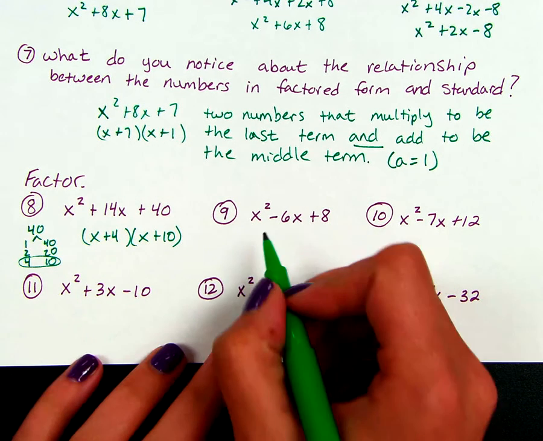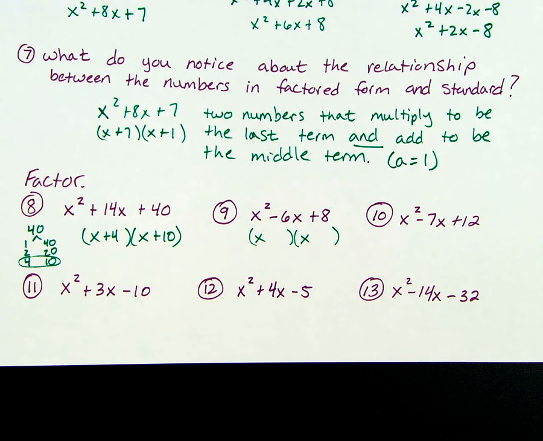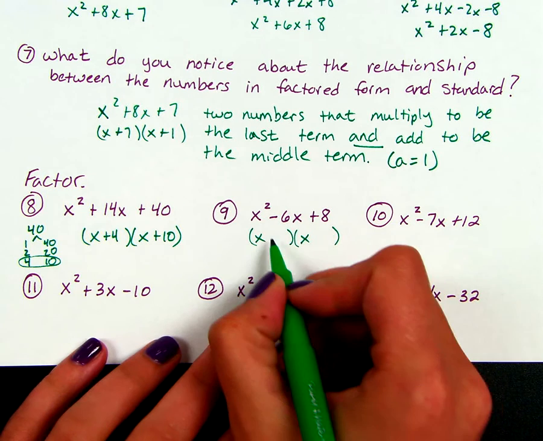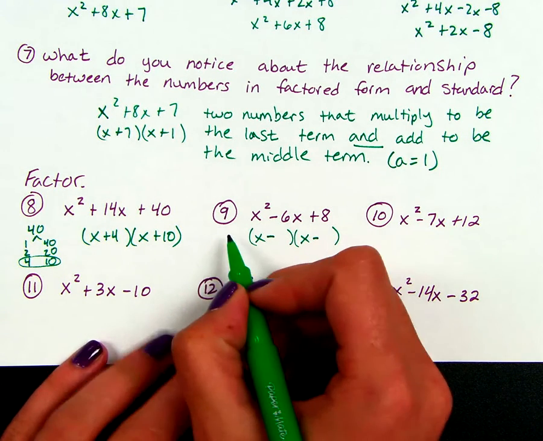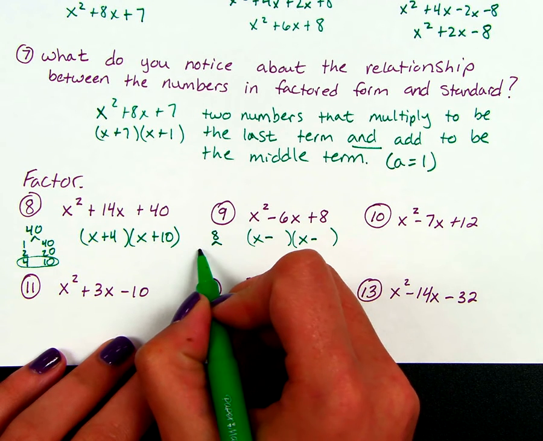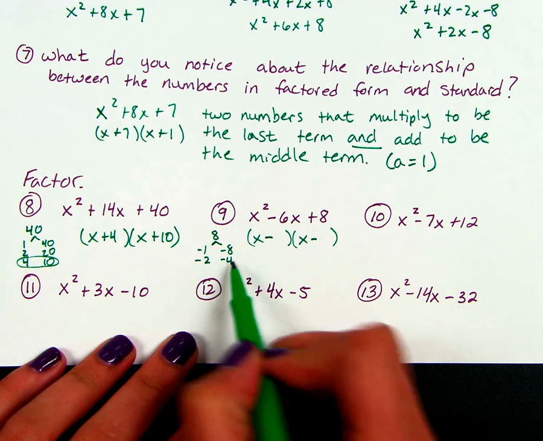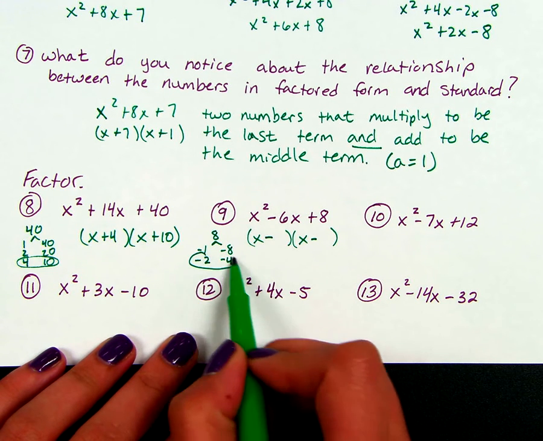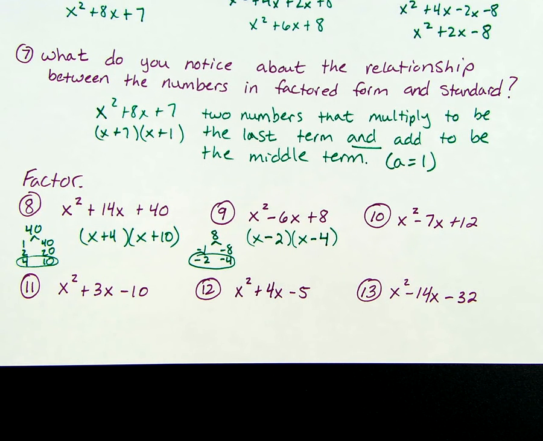Okay, looking at 9, if we're factoring, it's going to factor like this. We'll have x and x. So we need two numbers that multiply to be positive 8, but add to be negative 6. Since they have to multiply to be positive and add to be negative, both of these numbers have to be negative. Again, if we get stuck, we're just going to list our factors. So we'd have -1 and -8, -2 and -4. We would need the second set. So we're going to have a -2 and a -4, and that will add to be our -6.